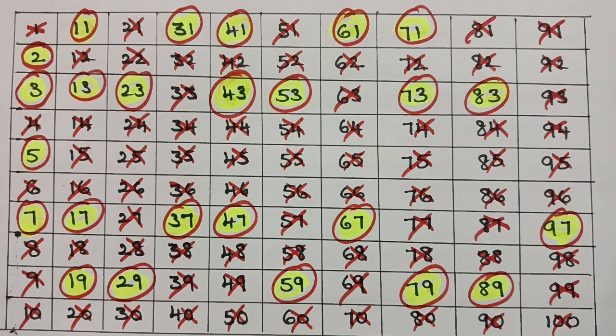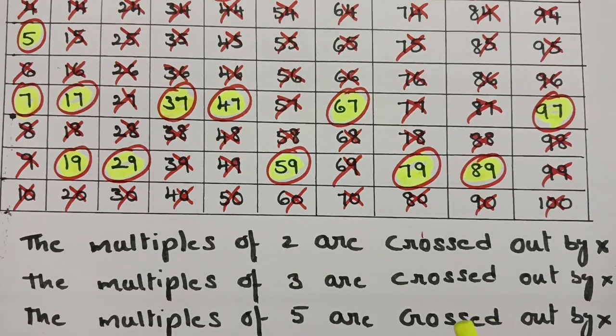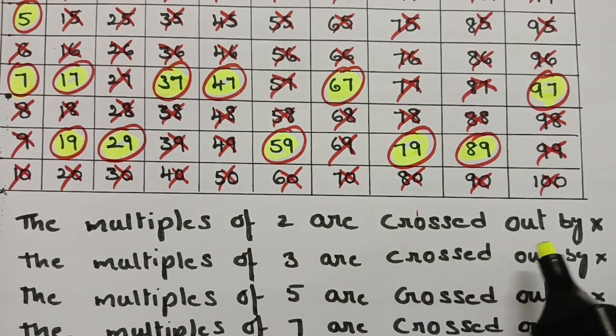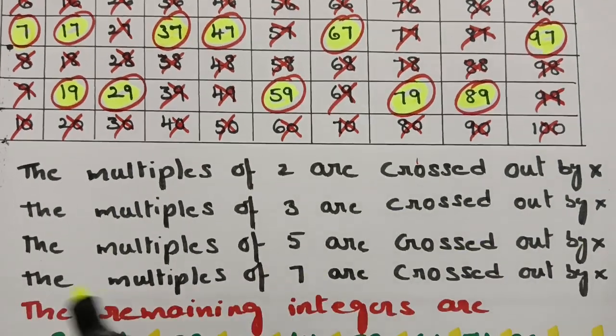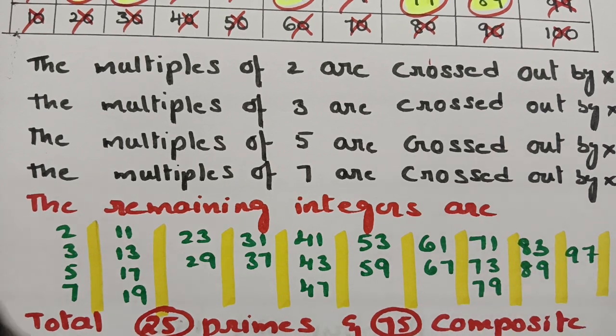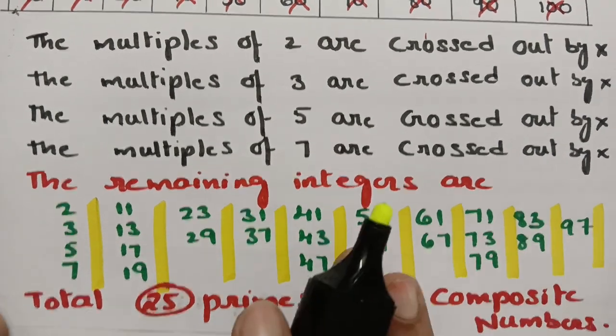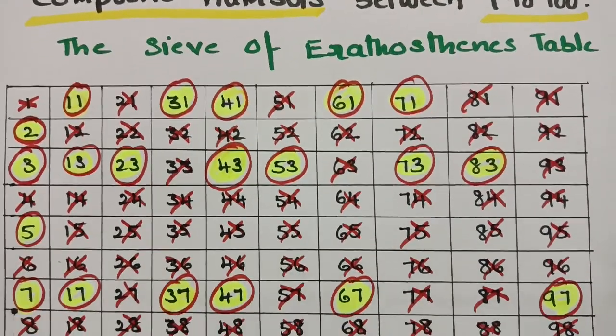So this is how we have to separate using the Eratosthenes table. The first thing I have done is cross out 1, and the next step is the multiples of 2 are crossed, the multiples of 3 are crossed, multiples of 5 are crossed, multiples of 7 are crossed, and the remaining integers are these. See here, from 1 to 10, 11 to 20, 20 to 30, 30 to 40, and so on, these are all the prime numbers left. In total, 25 prime numbers and 75 composite numbers according to the Eratosthenes table. So this is how we have to separate and segregate.